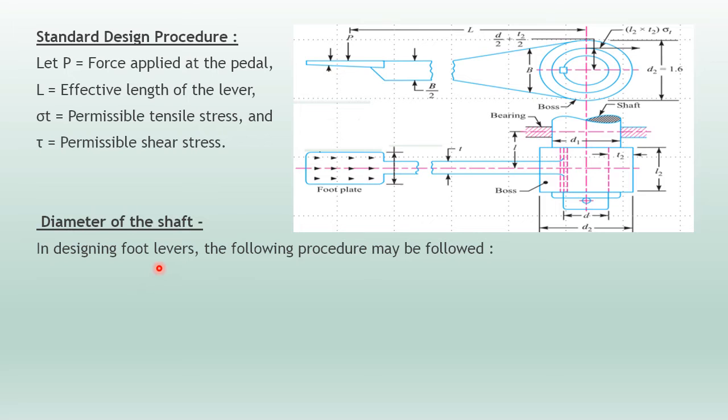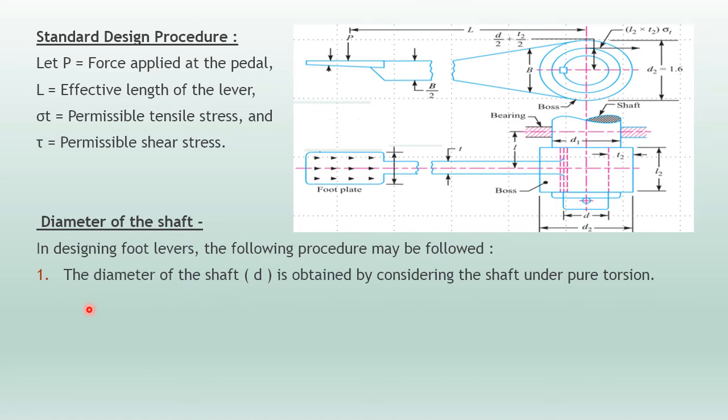In designing the foot lever, the following procedure may be followed. The diameter of the shaft d is obtained by considering the shaft under pure torsion. Why torsion? It is a simple thing: if you apply a force around this shaft, this L will obviously create a torque for you, okay? What is torque? Torque is equal to perpendicular force into distance. So capital T is nothing but P into L.